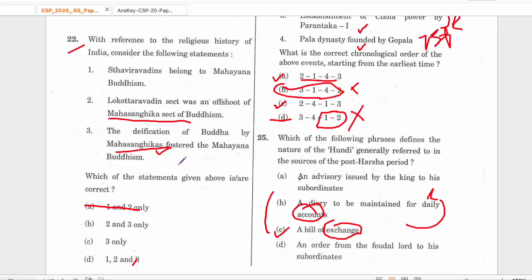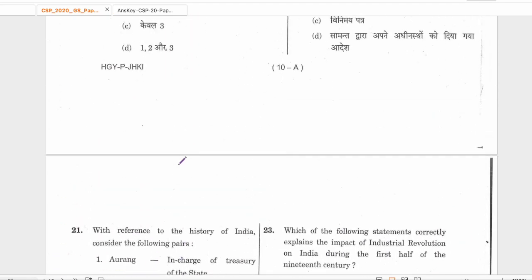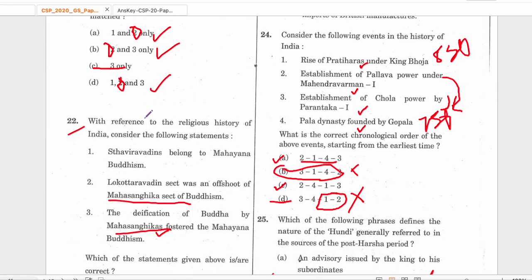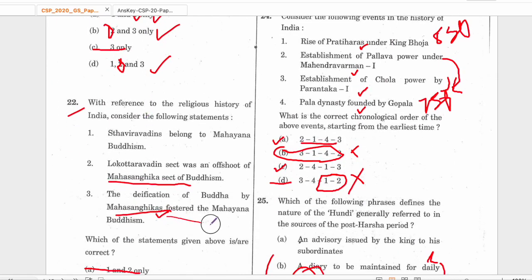Here also I will give you some knowledge. With reference to the religious history of India, consider the following statements. Sthavirwadins belong to Mahayana Buddhism. Lokottarwadin sect was an offshoot of Mahasangika sect of Buddhism. The deification of Buddha by Mahasangika fostered the Mahayana Buddhism. Deification means they made him God. So this seems correct, no? Mahayana Buddhism became Mahayana Buddhism when Buddha was seen as God. So this seems logical.